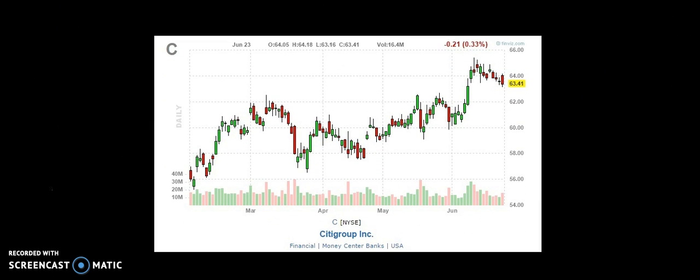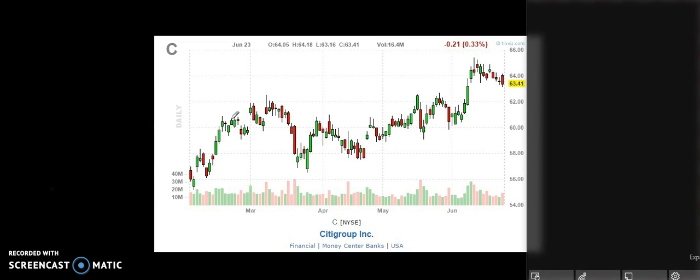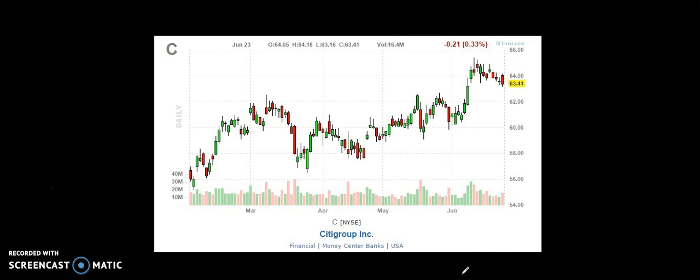All right, so this is Citigroup as of June 23rd, 2017. All right, what do we see here? Take a look here. Actually, let me get a different color. Let's get black. Okay, here we see a gap. Let's take a look at what else we've got in here.